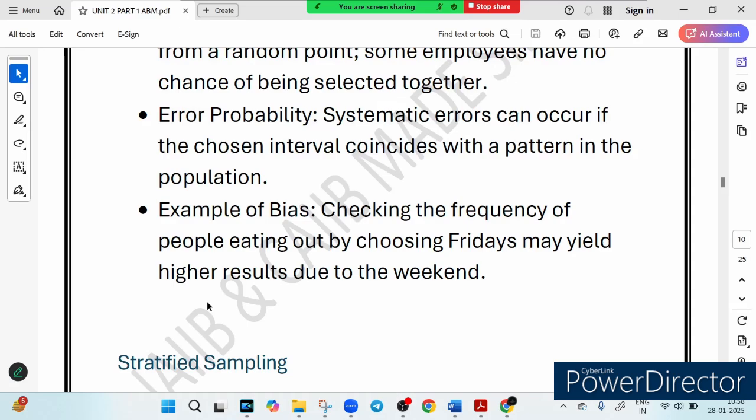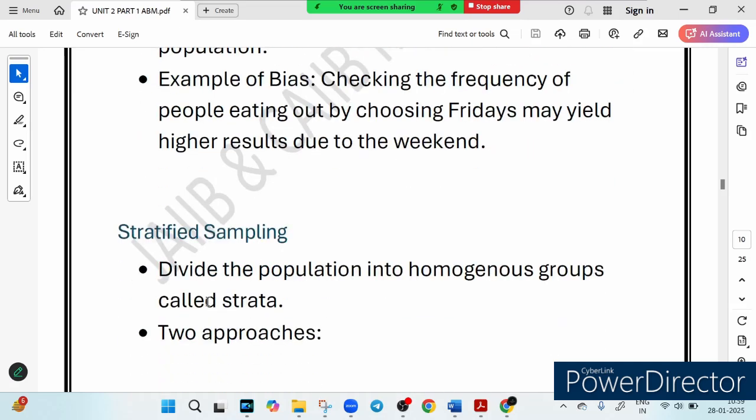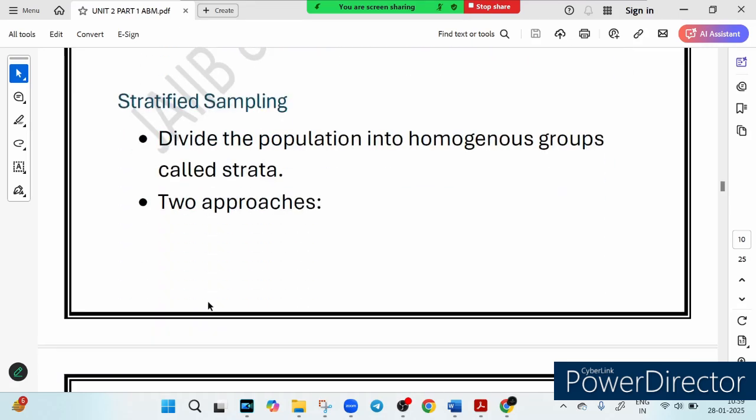I hope this helps you understand the concept of systematic sampling clearly. The basic motto is that out of the entire population, we make a rule to select every nth item, right? That is what we have to do in systematic sampling. The second type of sampling we have is called stratified sampling. Let's see what it is all about.